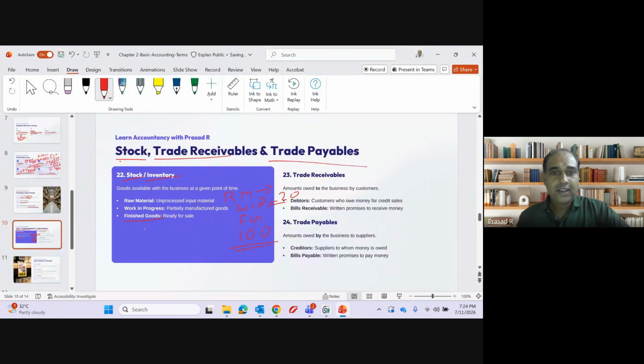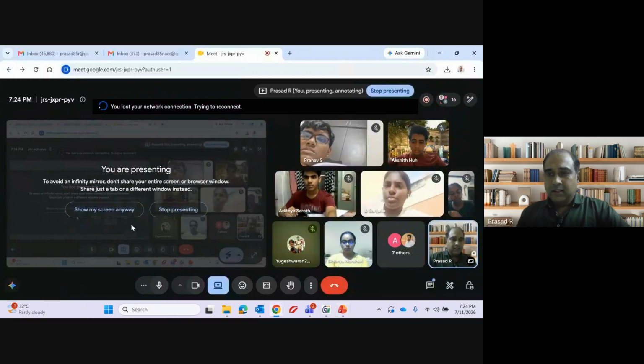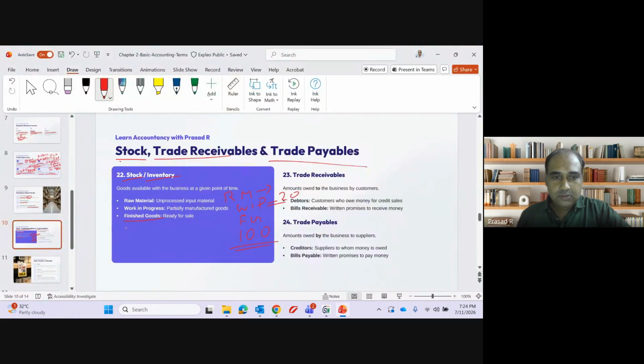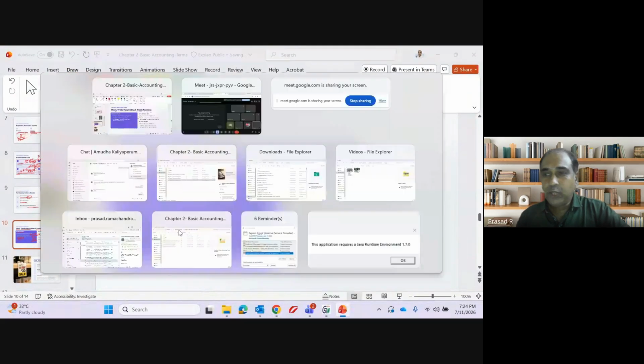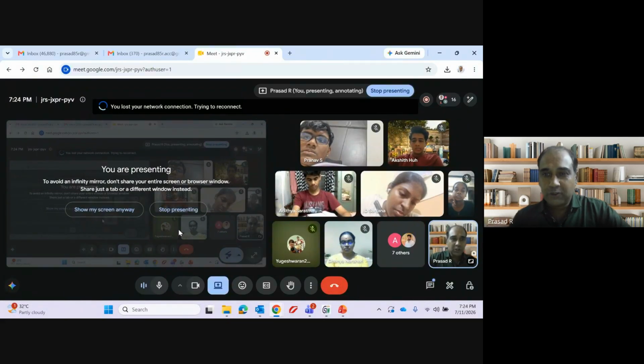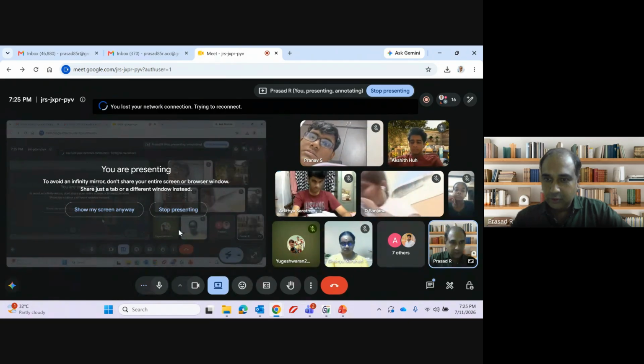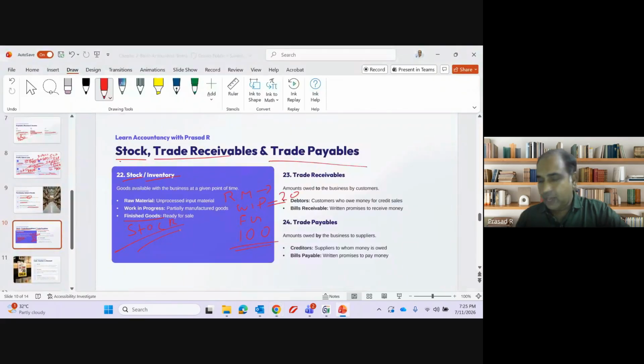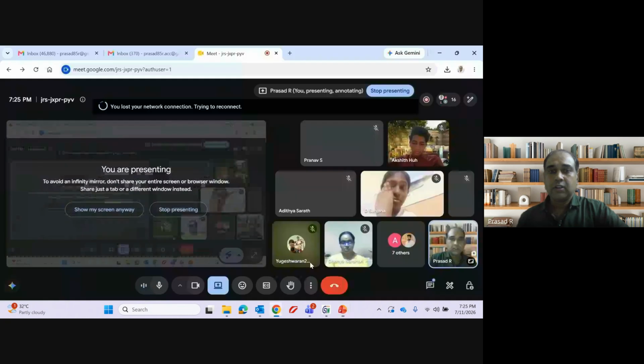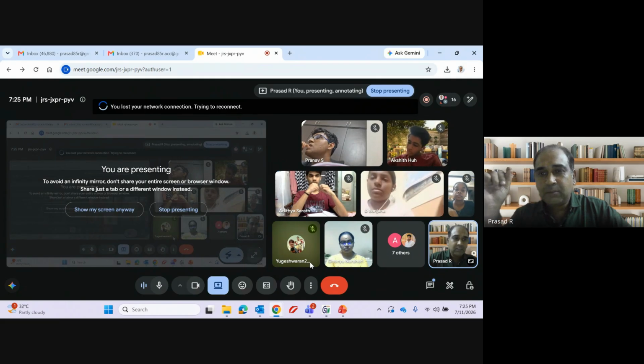Okay. Now the next thing. This raw material or finished goods, this stock, we need to value. See, to record a stock, we need to have the valuation, right? We need to do a valuation. The valuation of stock is cost or net realizable value, whichever is lower. Cost or net realizable value, whichever is lower.